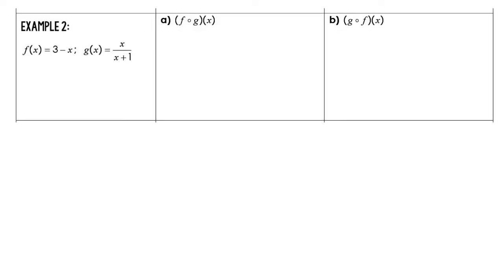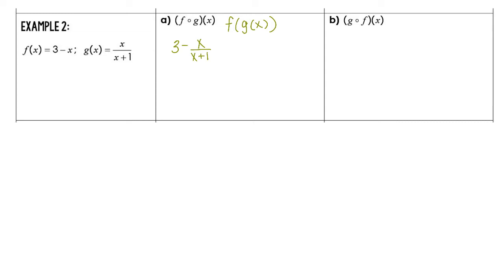Okay, so carrying on with our next problem, again, f of g of x. So again, let's remind ourselves that we are substituting function g into function f. And f is 3 minus x. So I'm going to say 3 minus, but in place of x, I'm going to put function g, which is x over x plus 1.